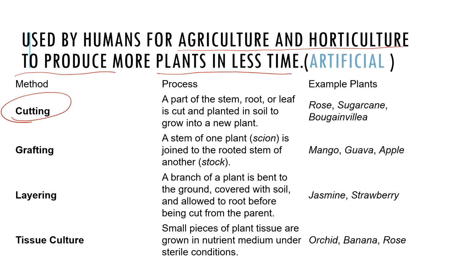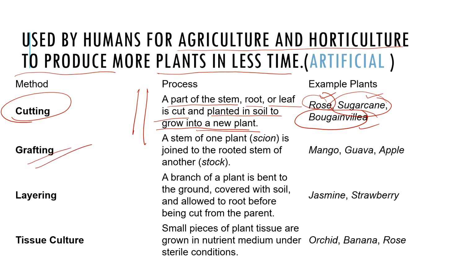Now, the first method is cutting. So, what is done in that process? A part of the stem or the root or the leaf is cut and planted in the soil to grow into a new plant. So, that is cutting. So, what are the examples of cutting? Rose, sugarcane, and bougainvillea. So, either the stem is cut or the root is cut or the leaves are cut. We will see how it is done in the next slide with the diagrams. Mostly for rose and sugarcane, stem cutting is done in these processes.